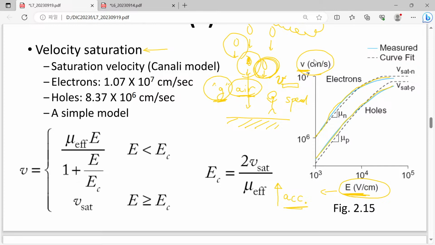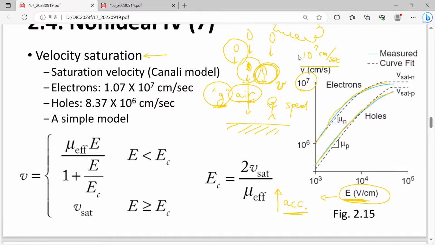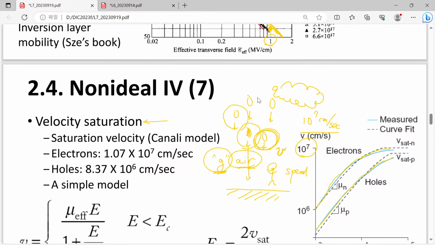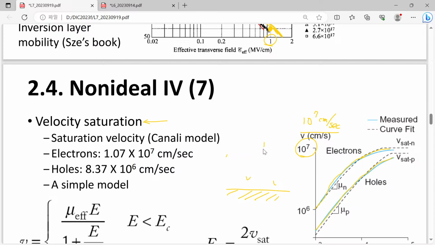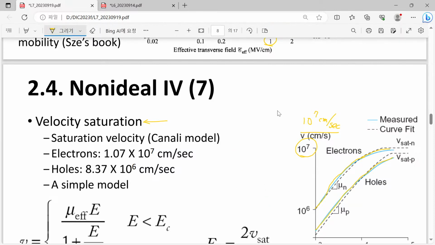The saturated value is more or less 10 to the 7. Please remember this number, 10 to the 7 centimeter per second. This is the saturation velocity of your electrons and holes. Of course, they have slightly different values, but it's okay just to remember 10 to the 7 centimeter per second. So how fast is it? Please remember that this corresponds to 10 to the 5 meter per second.